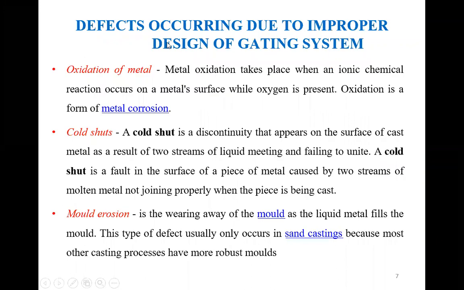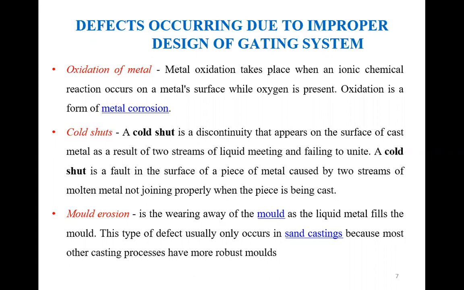The next one is defects occurring due to improper design of a gating system. What are the different defects which occur when there is not a correct gating system? I told you, when the gating system is not smooth, when it has a rough or irregular surface, how can the molten metal be carried forward to the mold cavity?